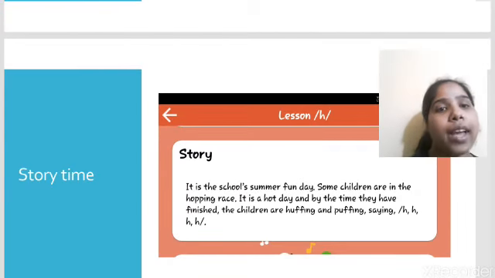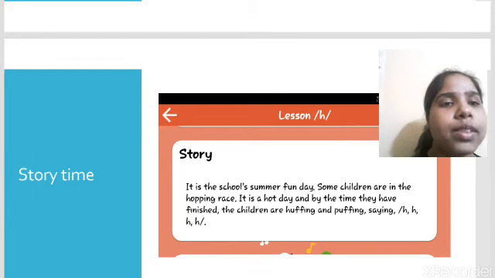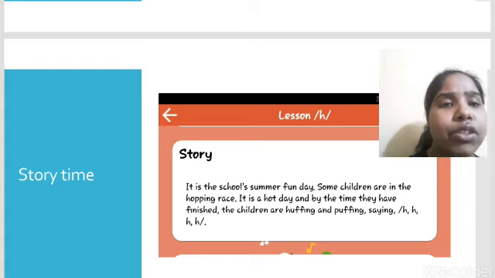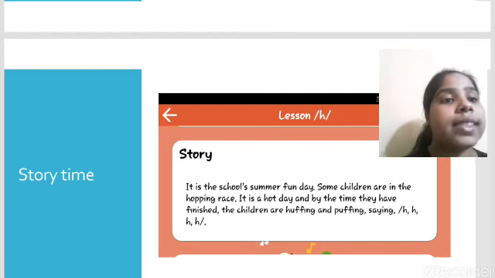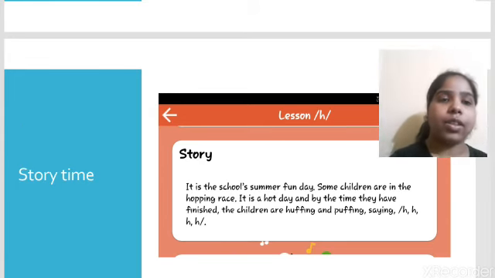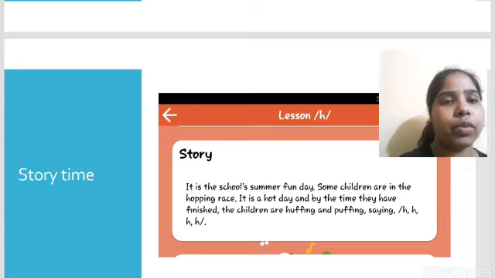Now, we have a short story for you all. It is the school's summer fun day. Some children are in the hopping race. It is a hot day, and by the time they have finished, the children are huffing and puffing, saying, H, H. Okay, children, I hope you all have enjoyed the story along with me.